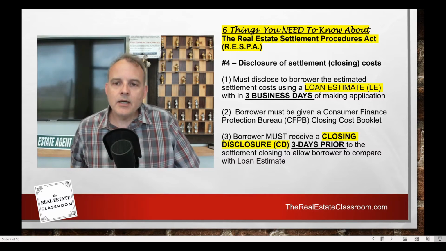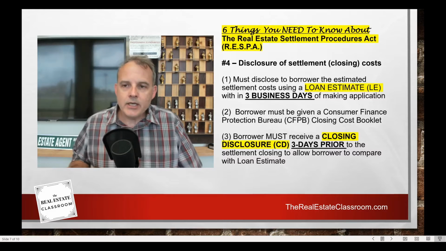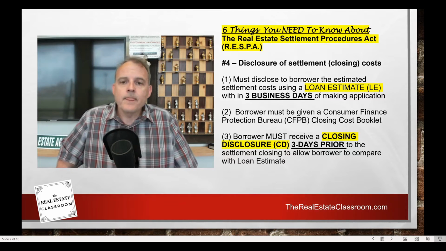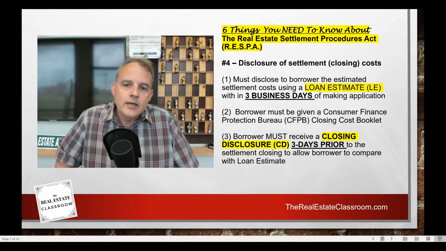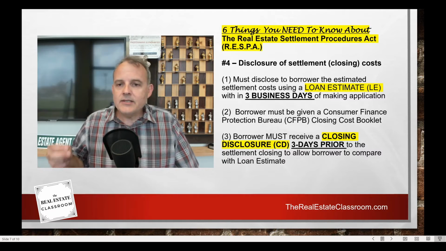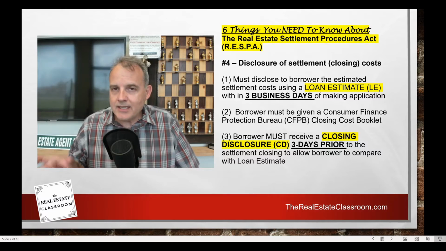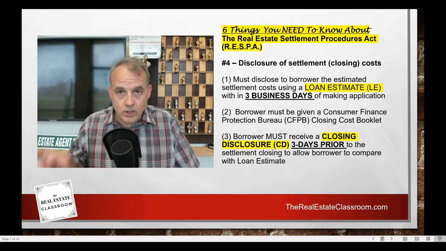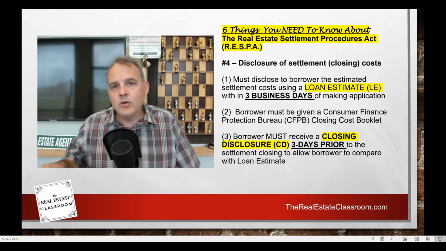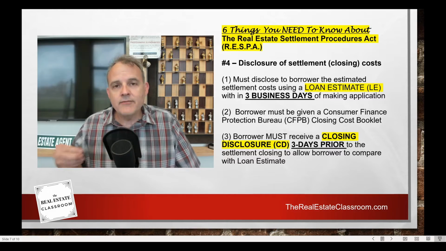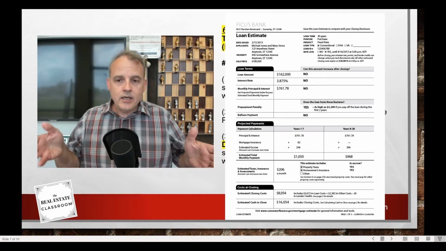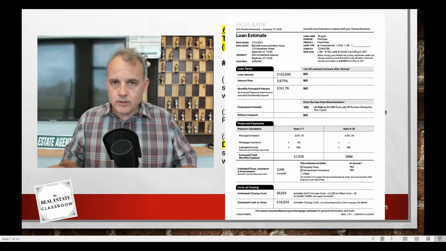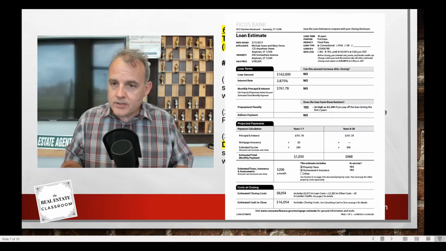Number 4, RESPA requires the disclosure of settlement cost, or what we call closing costs, to the borrower. Now, a couple of things you have to know. Number 1, the disclosure to the buyer must disclose the estimated settlement cost using what's called a loan estimate. That's the document. It's called a loan estimate. And that document, the loan estimate, must be given to the borrower within 3 business days of making application for the loan. So that disclosure is going to have a printout of all the estimated closing costs for that loan. All right. And that has to be given to the borrower within 3 business days of making application.